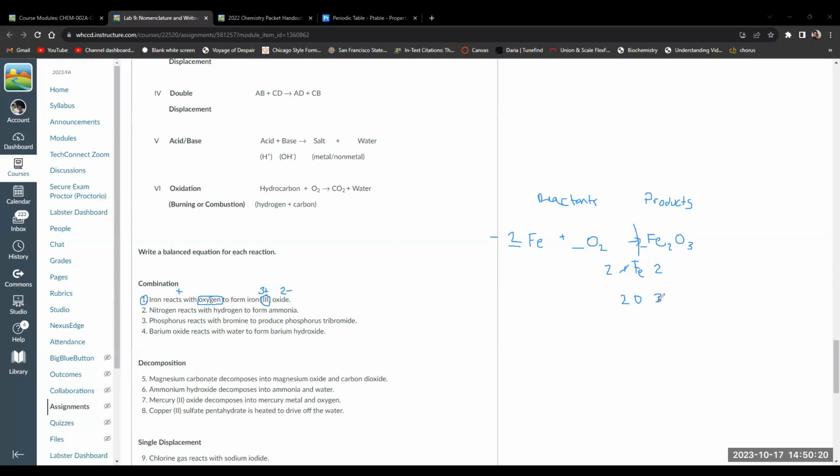So let's take a look. What if I add a 3 here? So because I added a 3 here, we're multiplying the oxygens. So now this is 6. We're still not balanced because now we only have 3 on the product side.